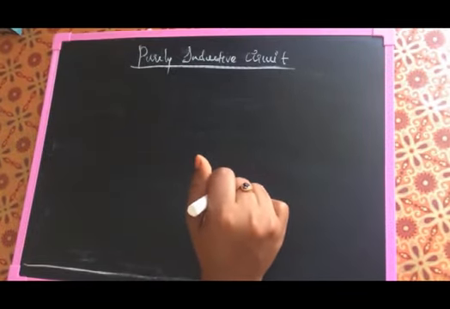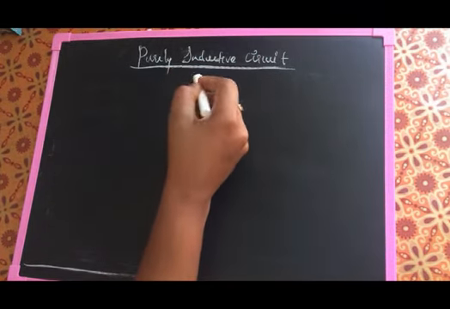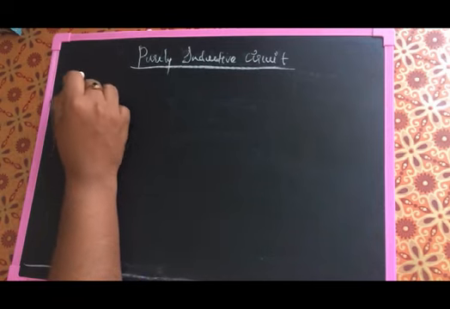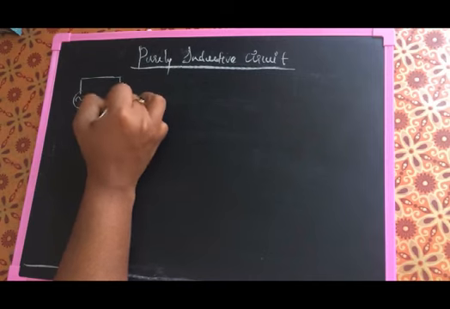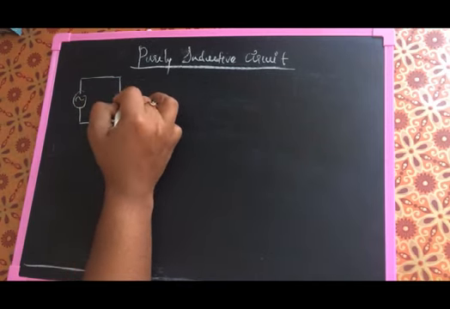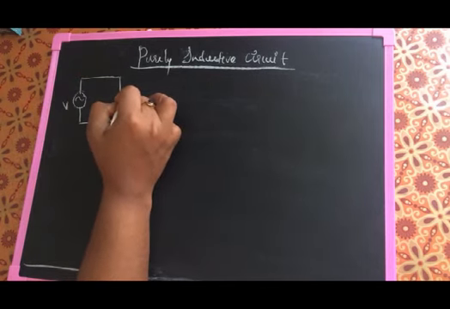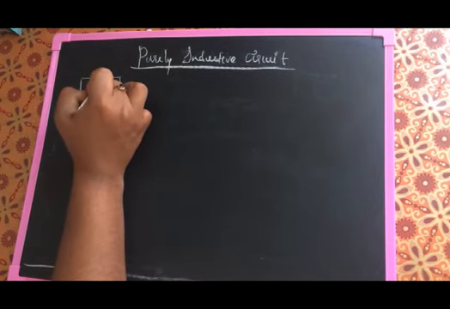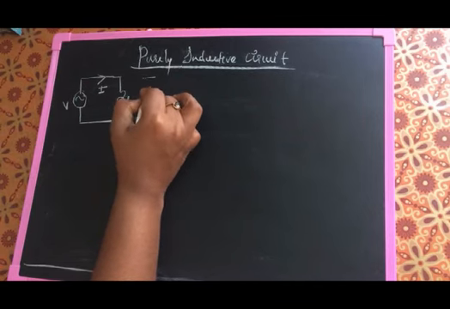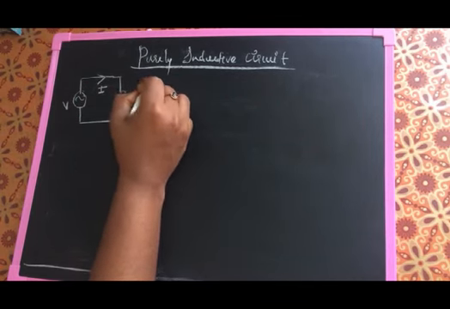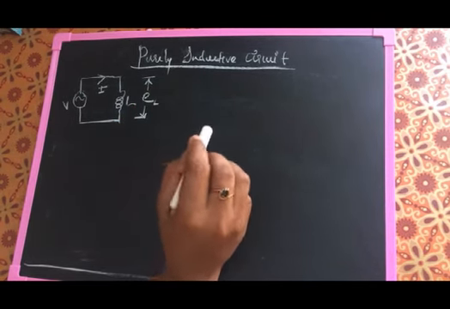Okay, similar to the previous topic, the next topic is the purely inductive circuit. What is meant by a purely inductive circuit? That is a circuit which contains only the element inductor. So let's draw that circuit. Say this is the voltage source V and the inductor L, and the current flowing through it is I. Let the voltage induced by the inductor be written as small e suffix L.